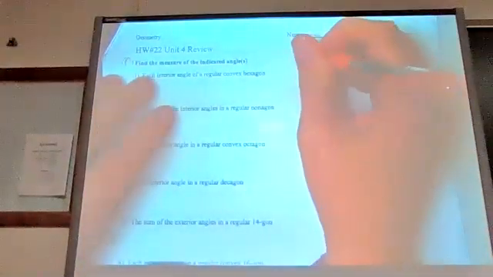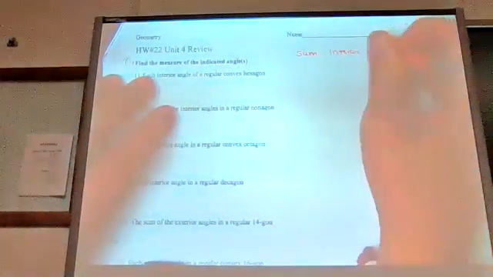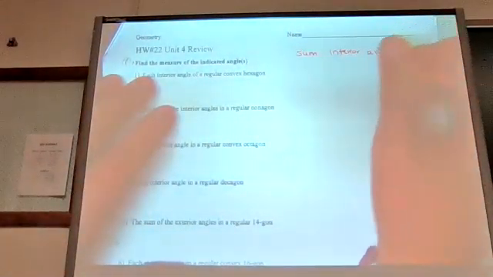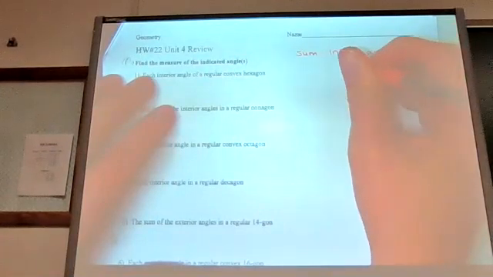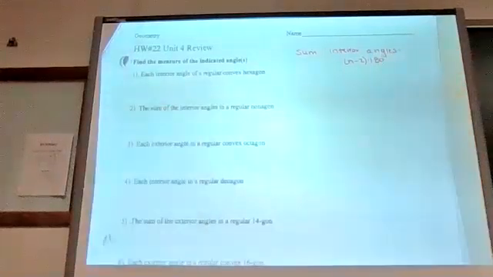We have the sum of the interior angles in a polygon. That formula is n minus 2 times 180. I'm just going to get a calculator for when we do this.